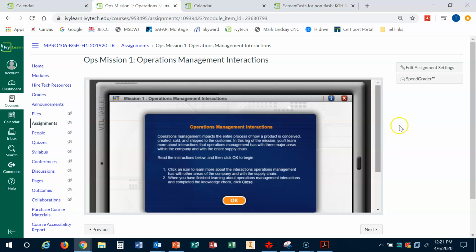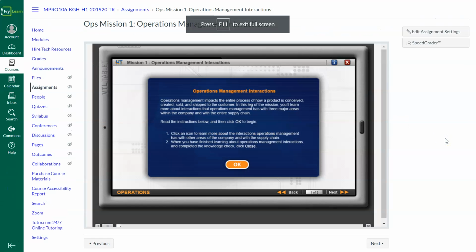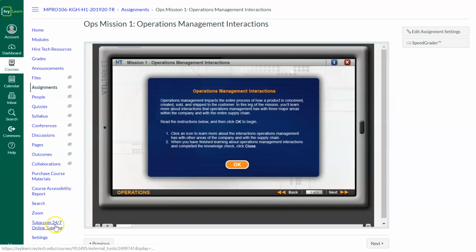Operations management impacts the entire process of how a product is conceived, created, sold, and shipped to the customer. In this leg of the mission, you'll learn more about the interactions that operations management has with three major areas within the company and with the entire supply chain. Read the instructions below and then click OK to begin.